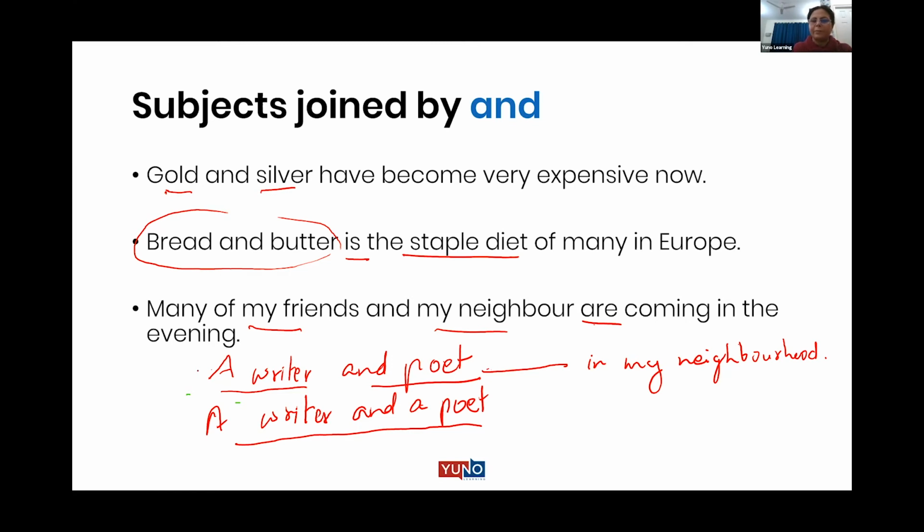So a writer and poet lives. That means the same person is a writer and also a poet. A writer and a poet live. Two persons now, so live, live in my neighborhood. So when you put these articles, just take care of this.